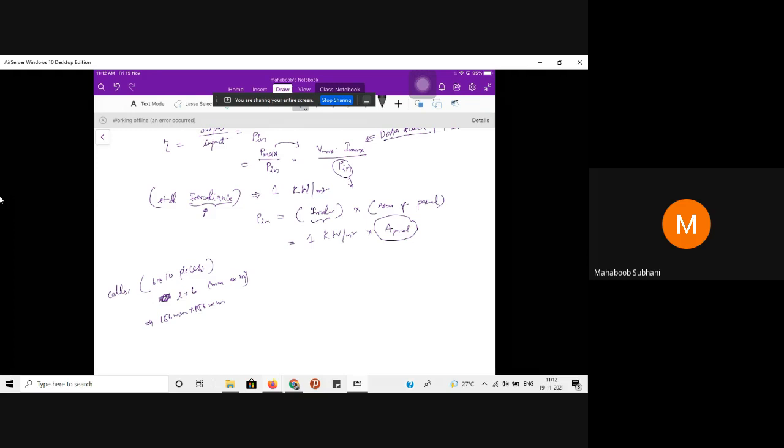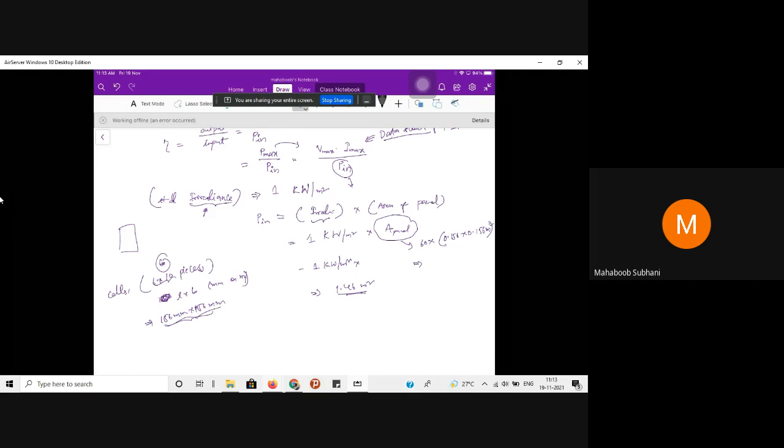That is, it's a square cell. Usually we'll be seeing rectangles, but they have used the square cell here. Now, 1 kilowatt per meter square into the cell area, and the number of cells is 6 × 10, that is 60 pieces. So 60 into 0.156 cross 0.156 meter square, right? If you multiply this, you'll be getting 1.46 meter square, the effective area.